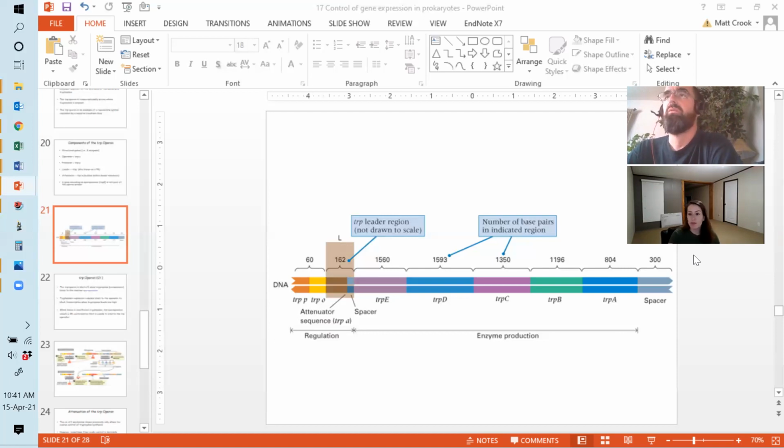And so essentially, I'll quit it. You've got the opposite that can happen when tryptophan levels are low, right? If trp levels are low, equals no or little tRNA trp, equals translation of the leader sequence pauses, right? And prevents formation of the terminator loop.